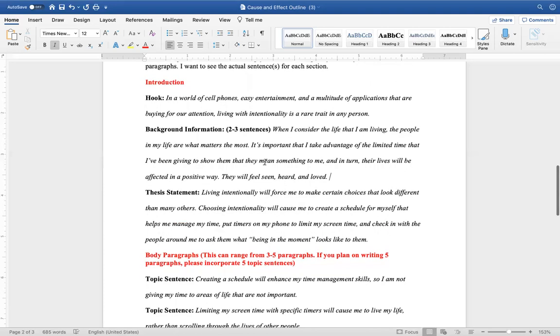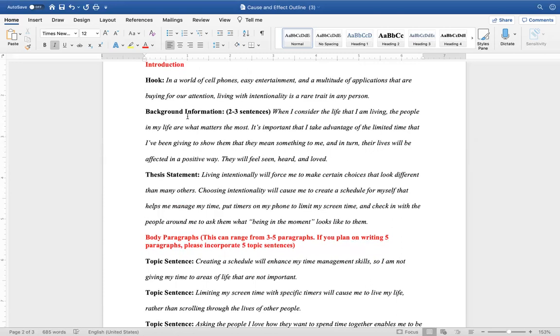And then for the background information, guys, just to reiterate, the background information is what connects your hook to your thesis statement. It's kind of just that lead in to help readers kind of understand where you're going. So for mine, I put, when I consider the life that I'm living, the people in my life are what matters the most. It's important that I take advantage of the limited time that I've been given. This should be given, excuse me, to show them that they mean something to me. And in turn, their lives will be affected in a positive way. They will feel seen, heard, and loved.